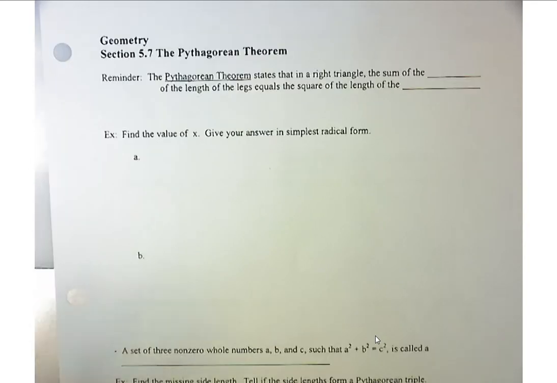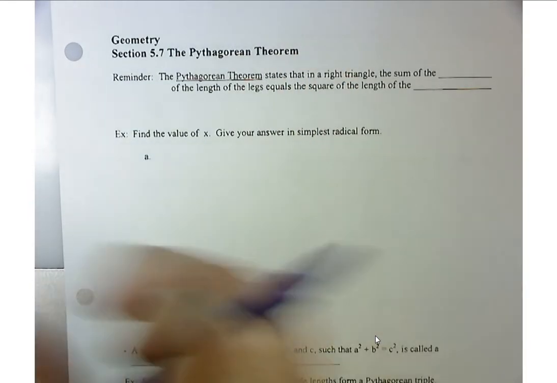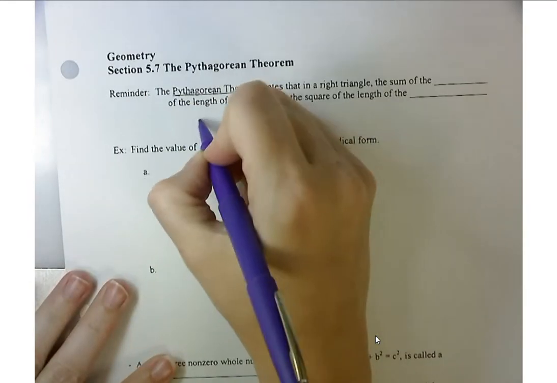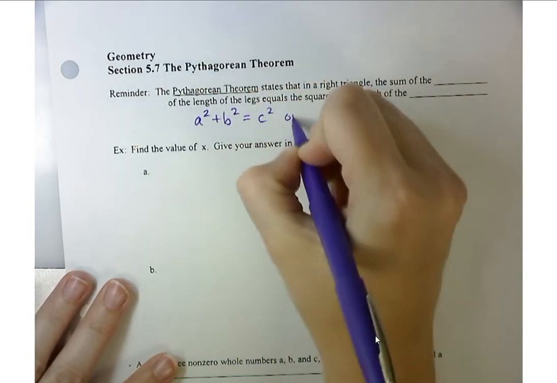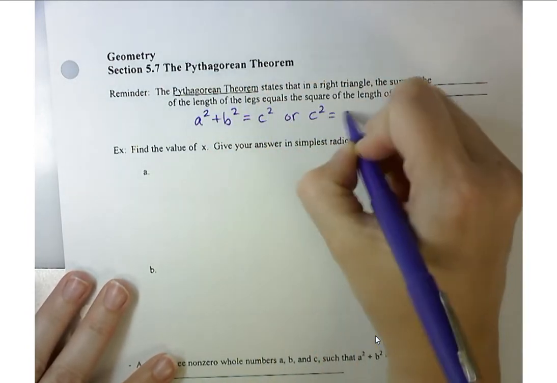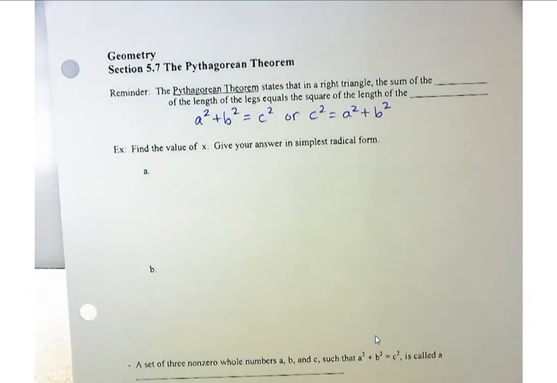And sometimes you might see it c squared equals a squared plus b squared. I just want you to know that that is the same thing. Okay, so that is what we're going to write underneath here and where that comes from. So if you knew that, you could fill in the first few blanks.